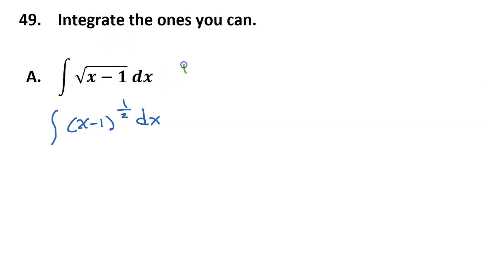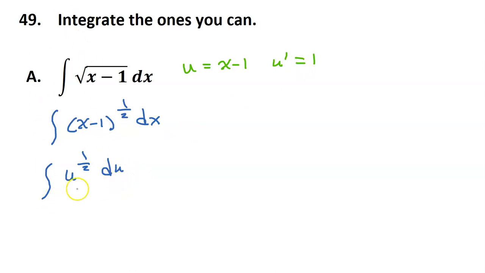Let's think about that. If so, u would be what we have on the inside here. So u would be x minus 1. U prime, of course, would just be 1, so we can really ignore that. But rewriting with u instead of x minus 1, we would have the integral of u to the 1/2 power. Instead of dx, we will write du over u prime, which in this case is just du.